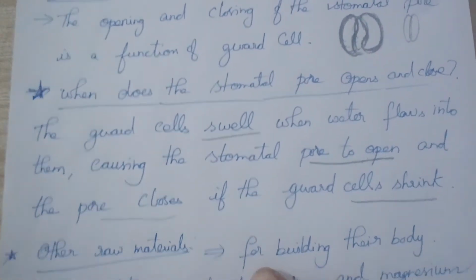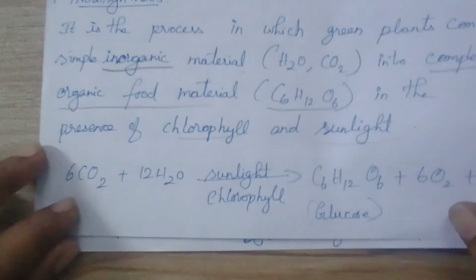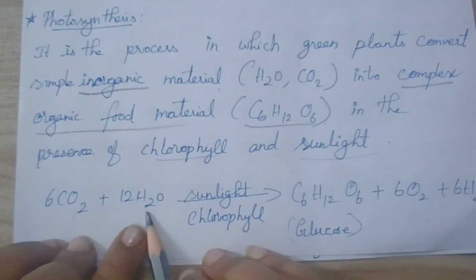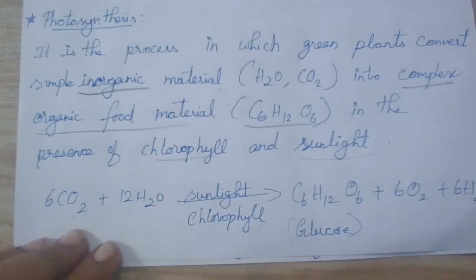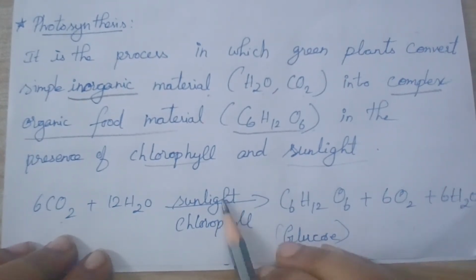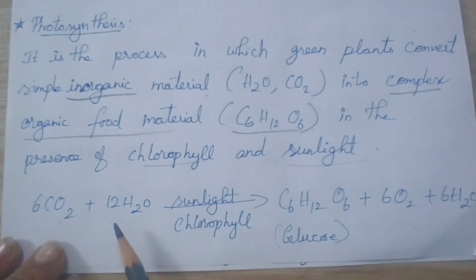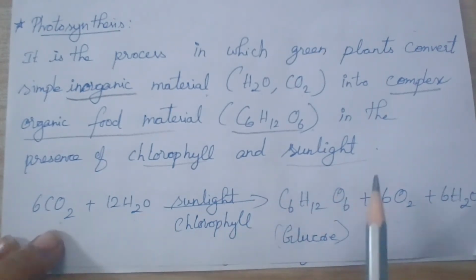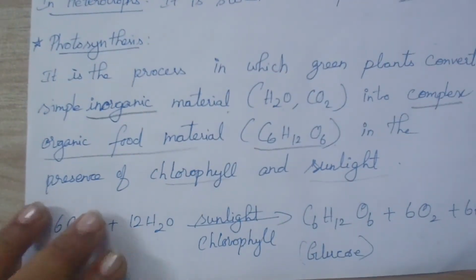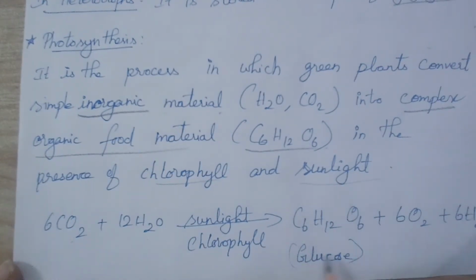So what is required for the photosynthesis process? CO2. How do the plants get the CO2? Through the stomata. The water is absorbed through the roots from the soil. Then the chlorophyll absorbs the sunlight. So what is happening? This CO2 is reduced and water is split into hydrogen and oxygen, so finally it will give glucose.